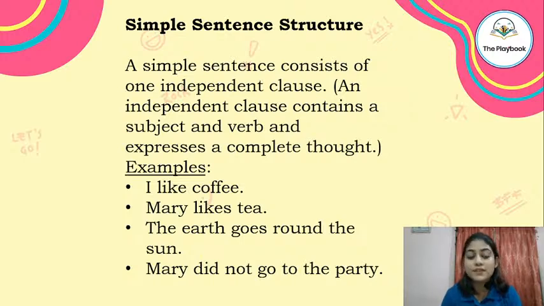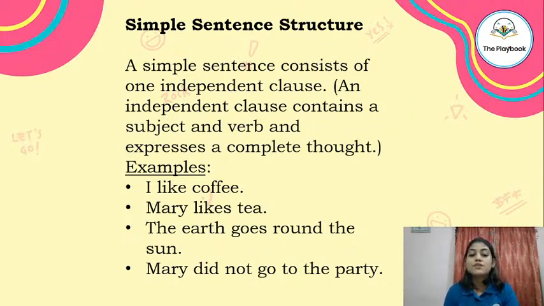If we look further, we have the first type of sentence structure, that is simple sentence structure. A simple sentence consists of one independent clause, and an independent clause contains a subject and verb and expresses a complete, meaningful thought. So, a simple structure can stand all alone on its own and make complete sense. Let's look at some examples. I like coffee, which clearly states that I prefer coffee. It's quite meaningful. The second sentence, Mary likes tea, is meaningful enough. It's an independent clause, standing alone and making complete sense.